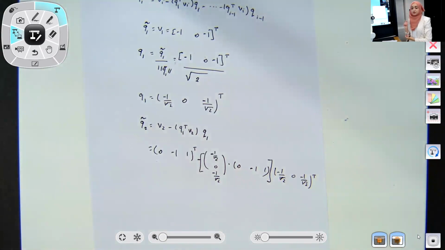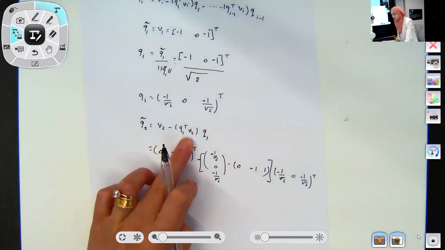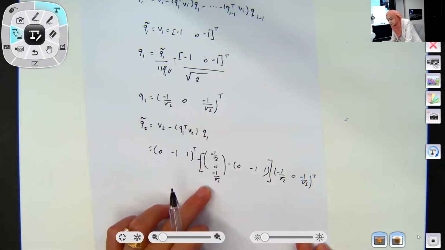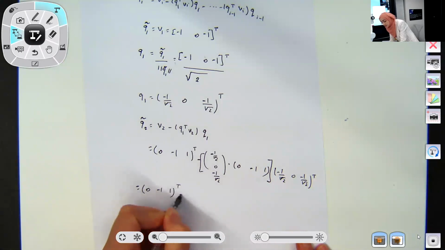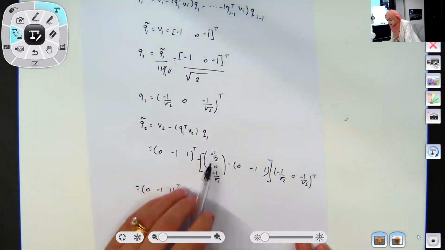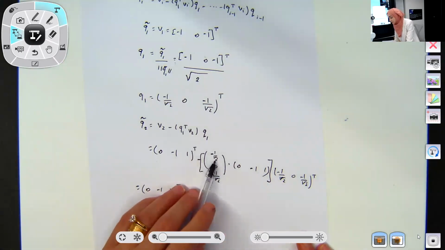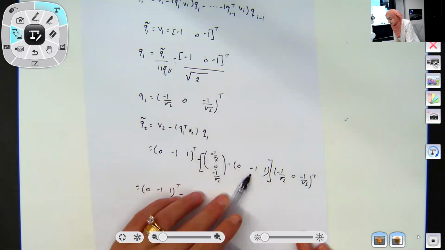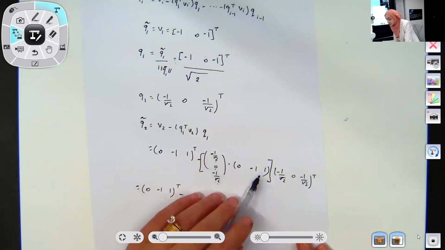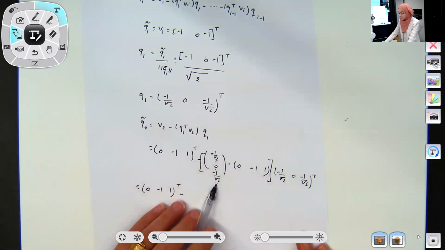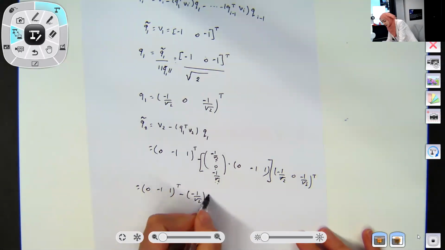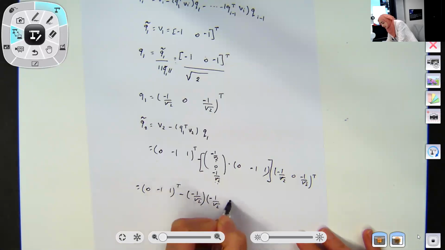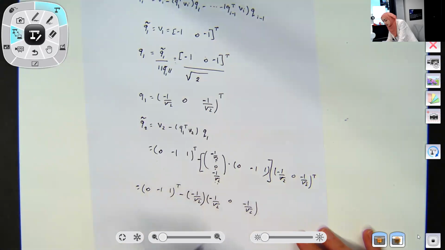At the beginning, we need to simplify Q1 transpose times V2, because we need to find an inner product between these two vectors. If you simplify this, minus 1 over square root of 2 multiplied with 0 is 0. 0 multiplied with minus 1 is also 0. Minus 1 over square root of 2 times 1 will give you minus 1 over square root of 2. So here we have minus 1 over square root of 2, this constant multiplied with minus 1 over square root of 2, 0, minus 1 over square root of 2 transpose.